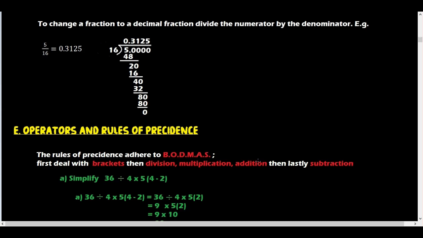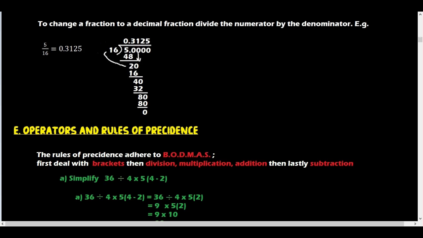To change a fraction to a decimal fraction, divide the numerator by the denominator. In this case, we have 5 over 16. We want to convert it to a decimal fraction. We do a long division on 5. 16 into 5 is 0. 16 into 50, that's 3. 3 times 16, we get 48. 50 subtract 48, we get 2. Then we drop down the 0. 16 into 20, that's 1.